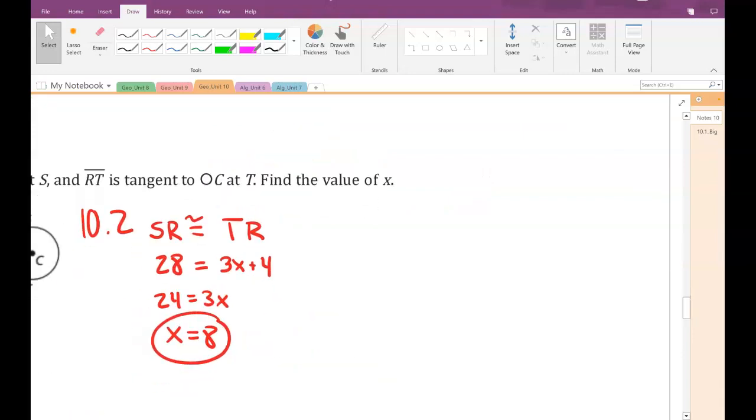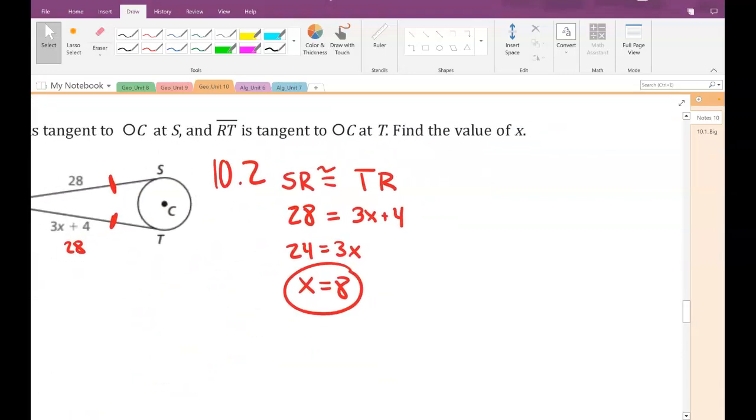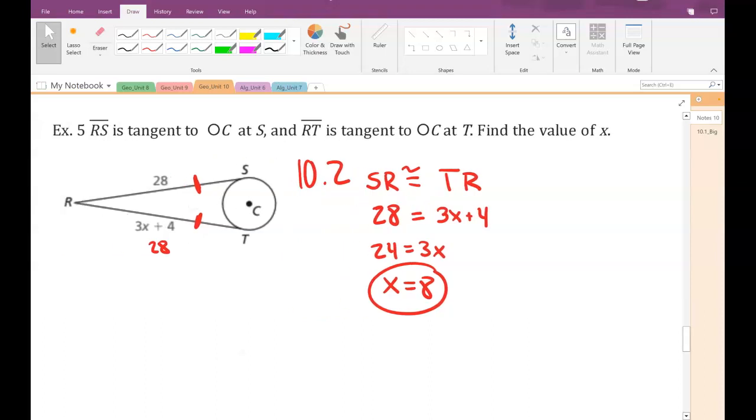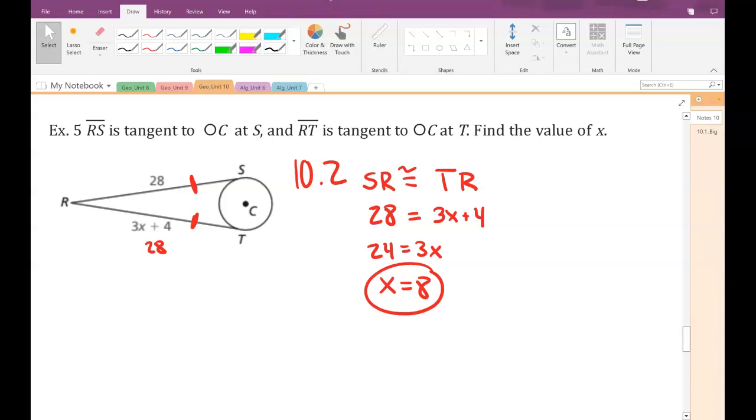We're going to use our 10.2 theorem, and look, I already have it written, so I'll just talk through what I did. 10.2 theorem, where it says if we have a common endpoint R, that the lengths of our two tangents are congruent. So we could say, using our 10.2 theorem, SR is congruent to TR. So then 28 is equal to 3x plus 4. We solve for x, so x is equal to 8, and we could plug it back in to check. Both lengths are equal to 28 units, whatever it may be.